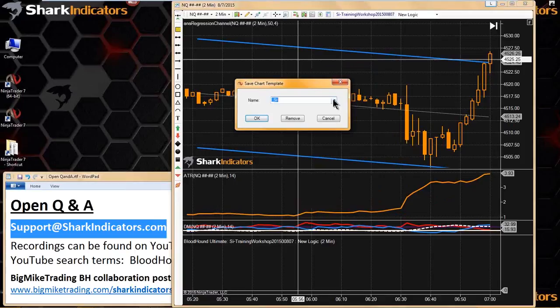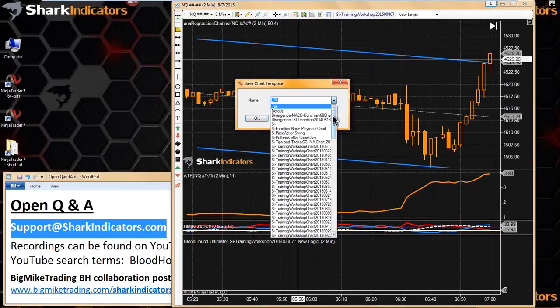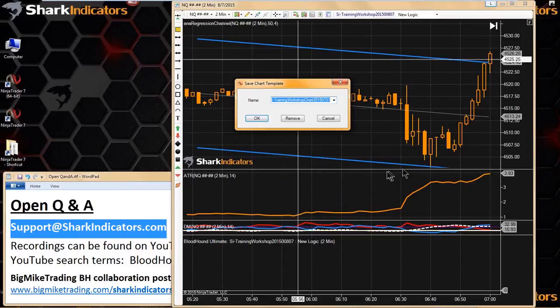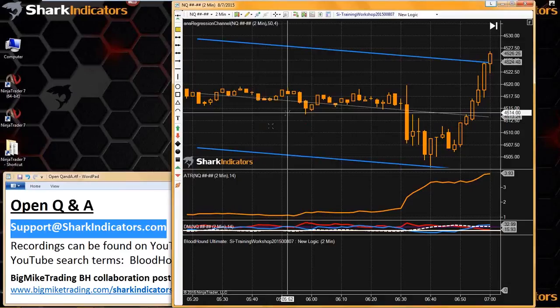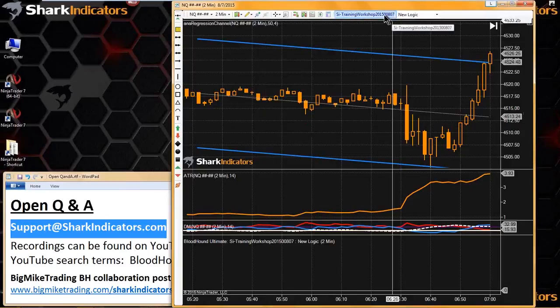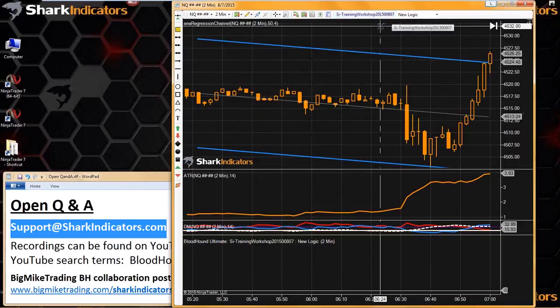I save these chart templates, so that if you do want any of these workshop BloodHound templates, you'll have the chart template to go with it. The chart template will load up all these indicators on your chart. It's a nice time-saving convenience. Both the chart template and the BloodHound template have the same date in the file name.